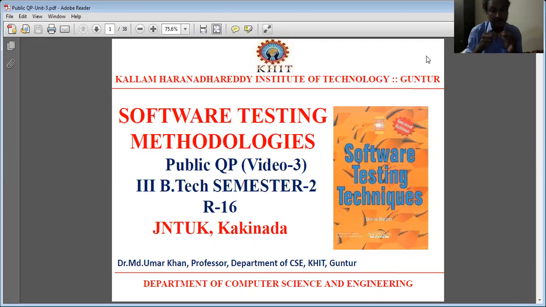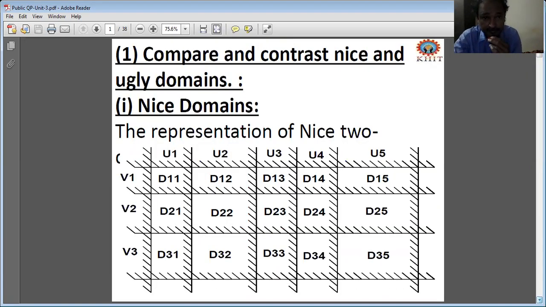Software testing methodologies, public question paper, video 3, that is Unit 3 public questions. Unit 3 public questions are important questions.